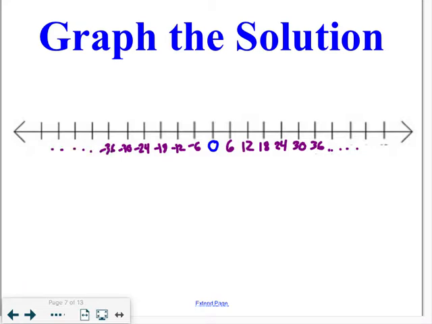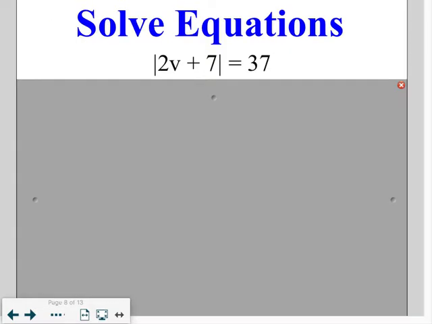So in order to graph this solution, our first answer was 24. So we would put a dot at 24, and our second answer was negative 6. So we would have a dot at negative 6. Go ahead and solve this problem using case 1 and case 2.